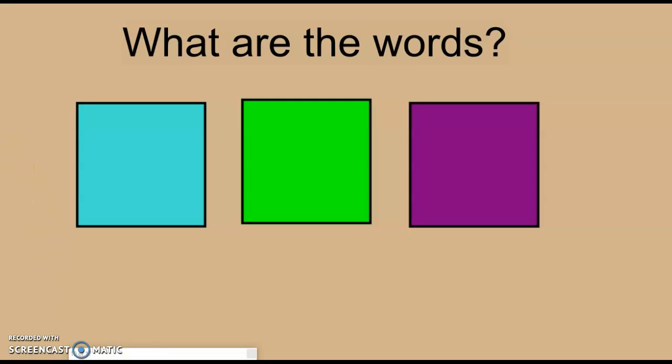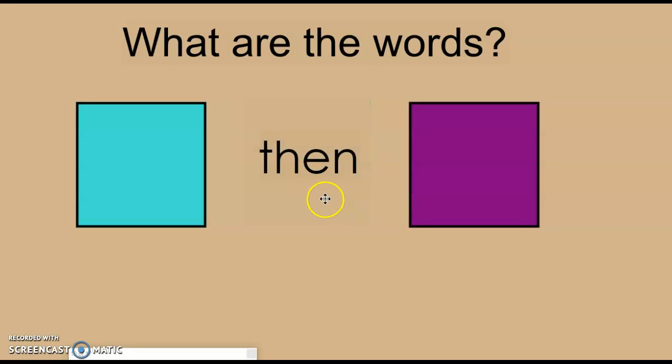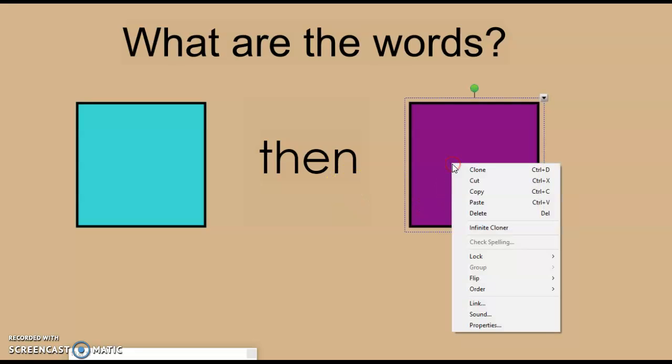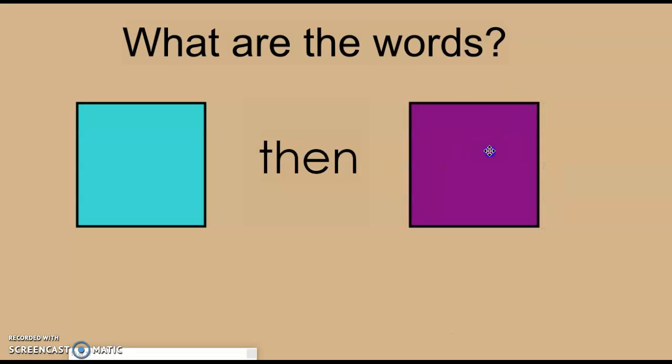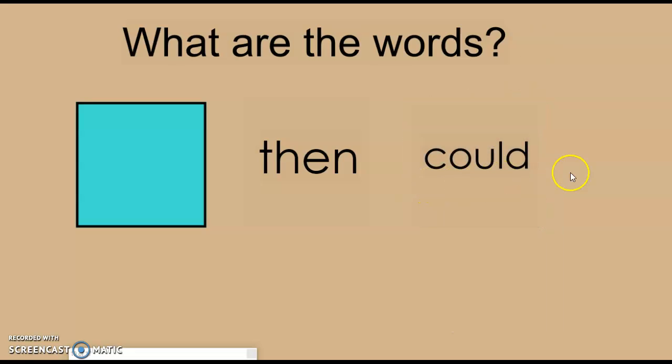What are the words? I have 2 old words and 1 new word today. Now open up our green square first. This is a word that we have been working on. This word is T-H-E-N, then. Then, another old word that we have been working on. Could, C-O-U-L-D, could.